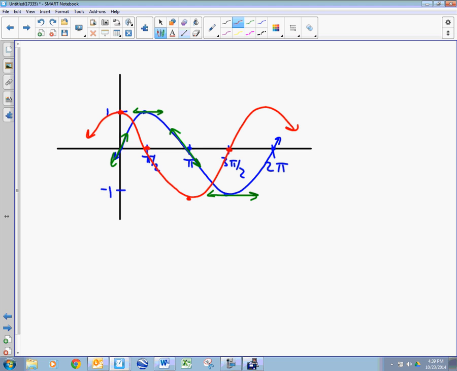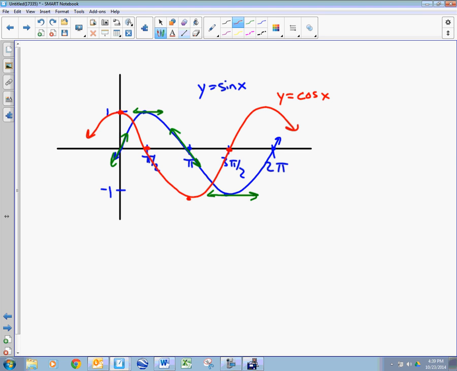So the red graph is the derivative. You can see that the blue graph is y equals sine of x. You can see that the red graph is y equals cosine of x. So there's just a graphical argument that the derivative of sine is cosine.